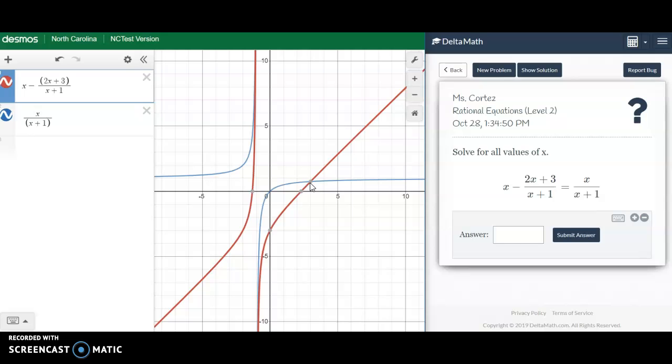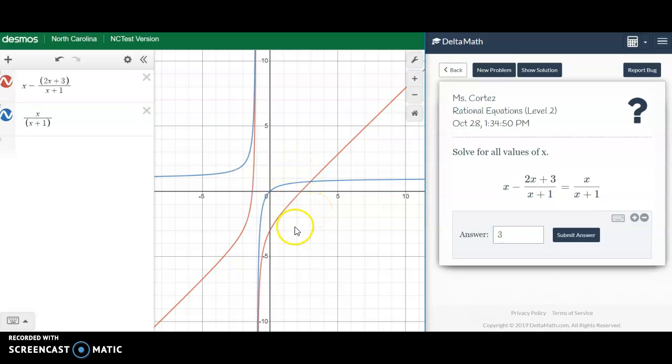If we look at this problem and we click on this dot right here, this is our solution, 3, 0.75. On Delta Math, it's asking us to solve for all the values of x. So our solution is only 3. The 0.75 is the y, so that is irrelevant to helping us solve.